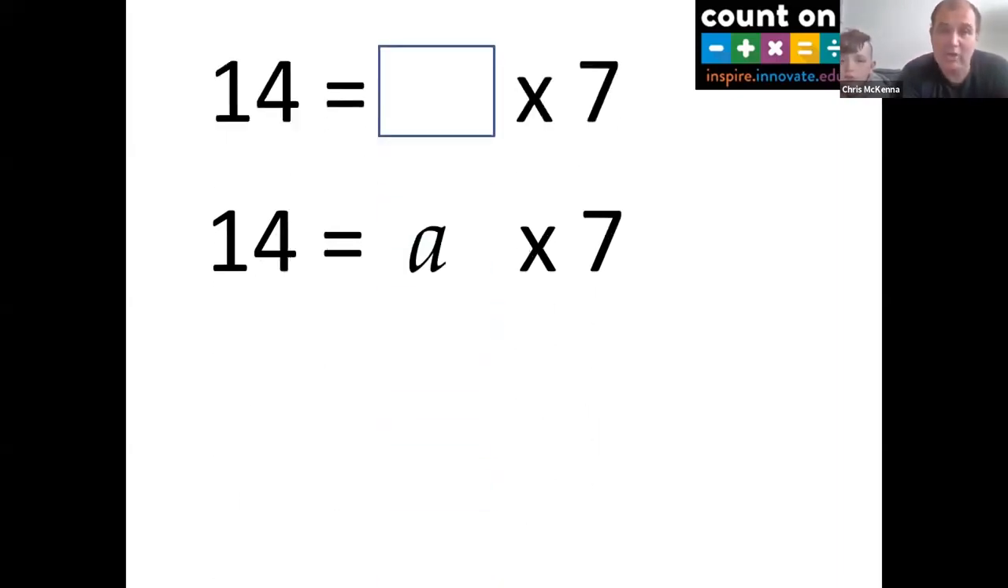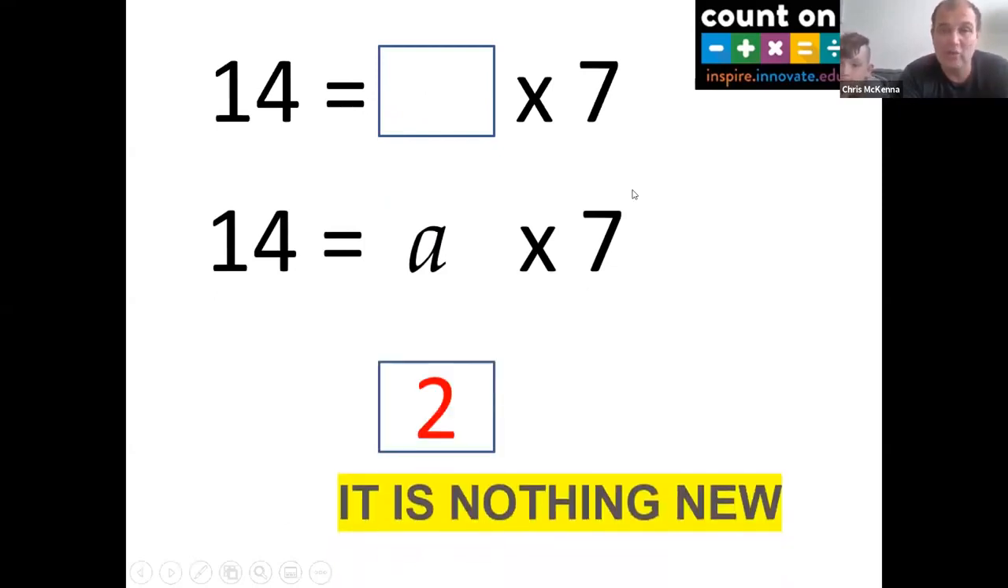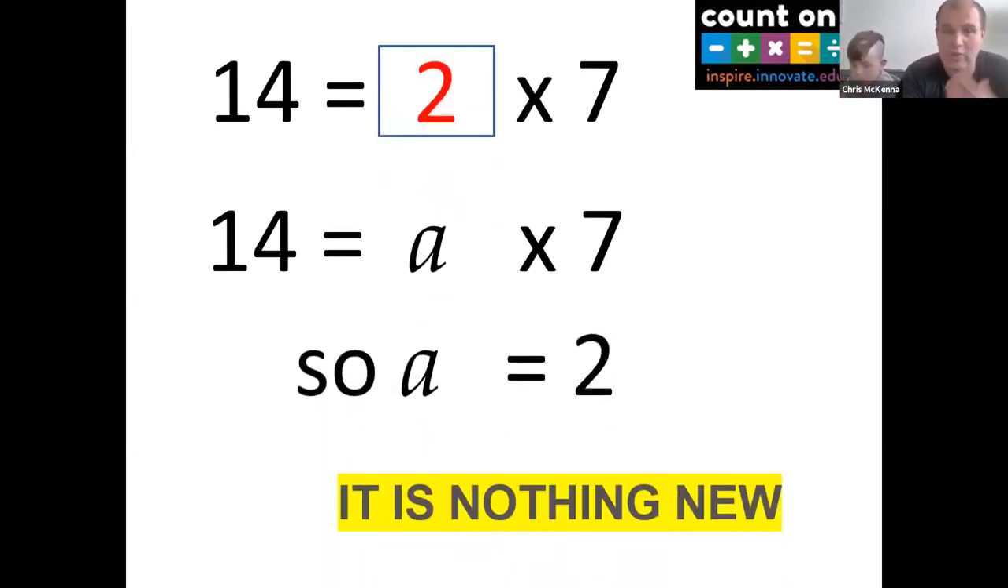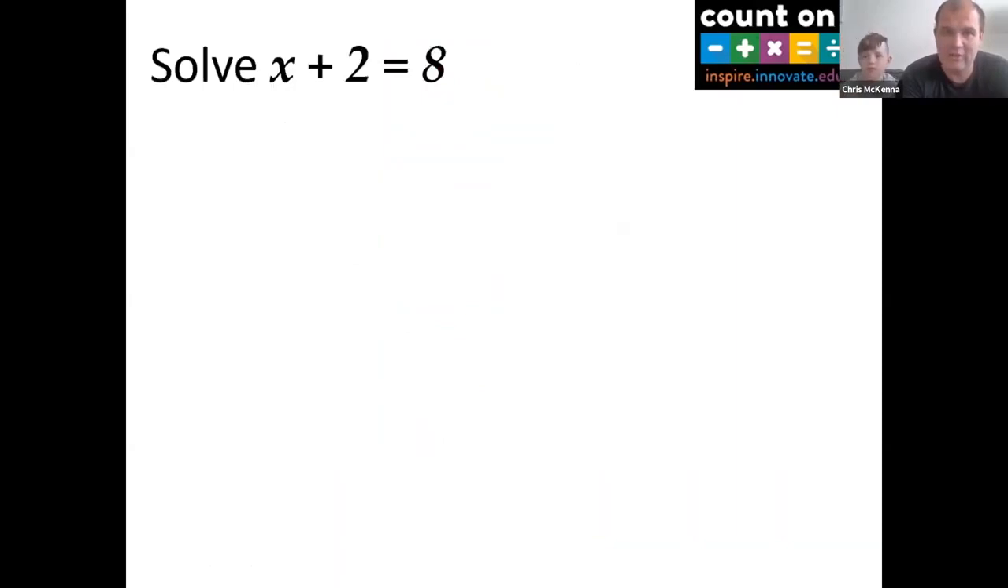Good. Again, the other way of thinking about it is 14 equals this missing number times 7, and it's nothing new. Austin says it's 2, so a equals 2. Nice and easy, nice and straightforward.